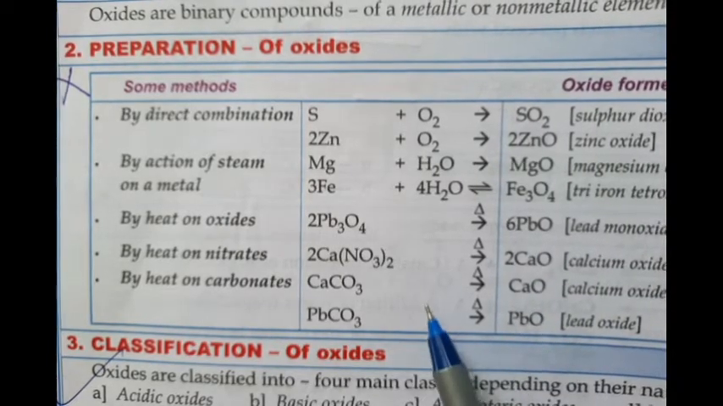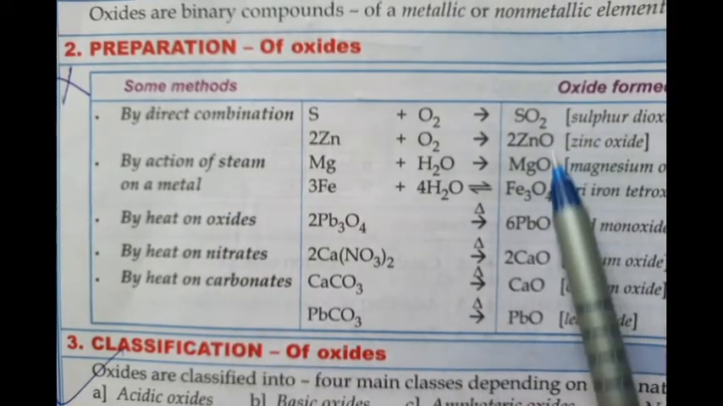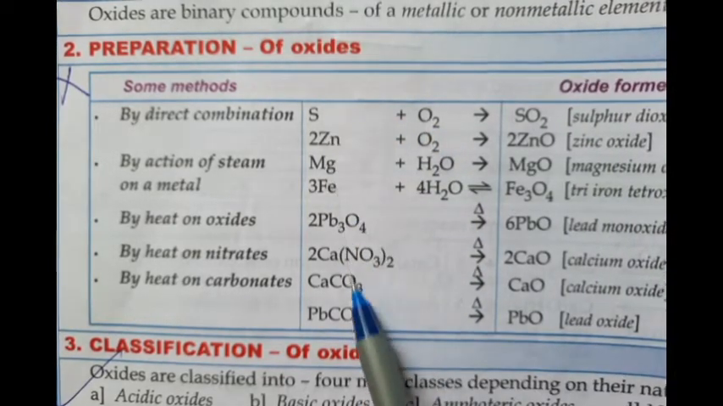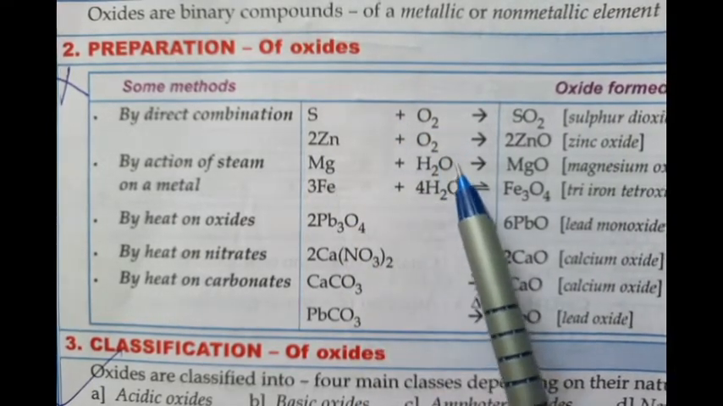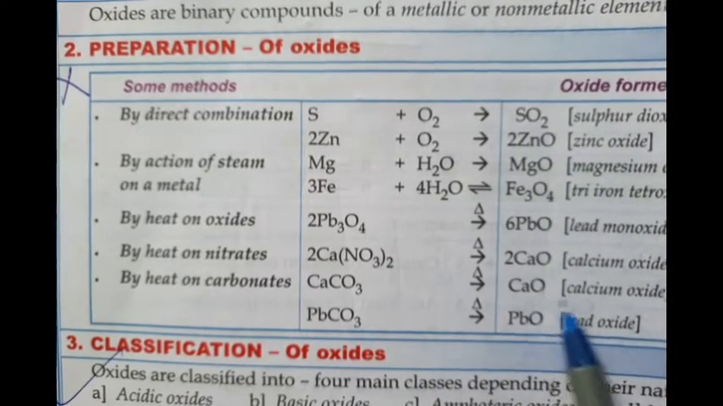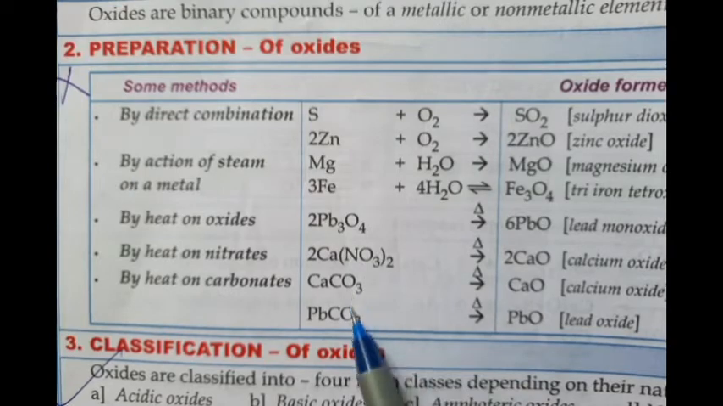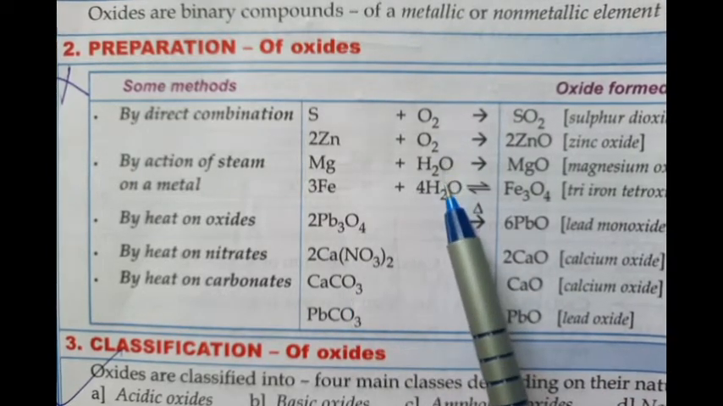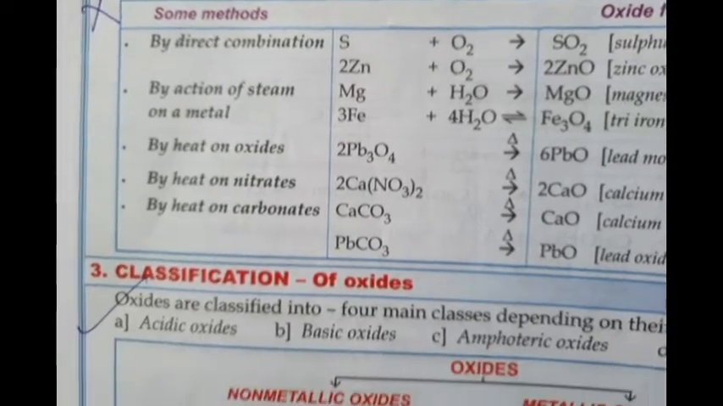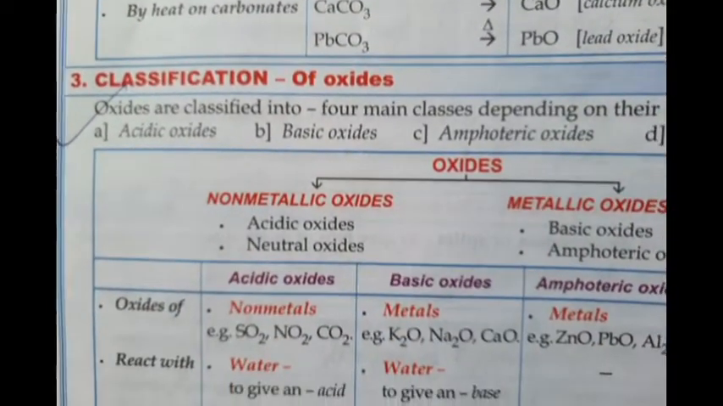So you can say that we can get oxide on the product side either by reacting the elements or compounds with oxygen or with water, or simply by heating. And now what we have to learn is the classification of oxides.